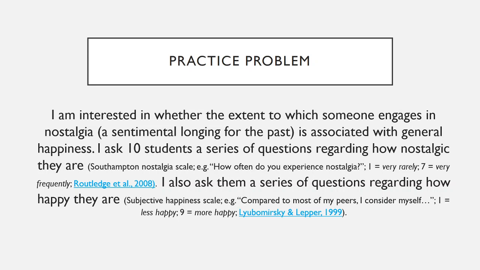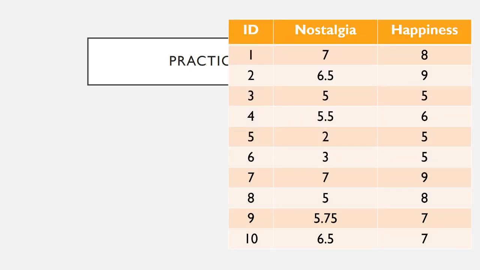This is going to yield me an average nostalgia score, a single nostalgia score for each participant, as well as a single happiness score. So my data would look like this. All 10 of my participants have their nostalgia score and their happiness score.